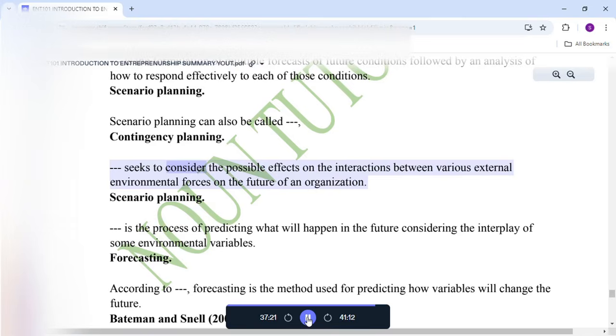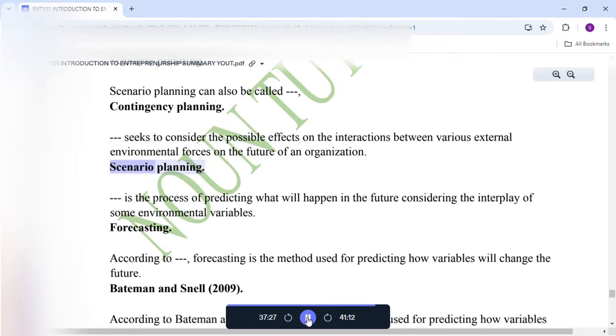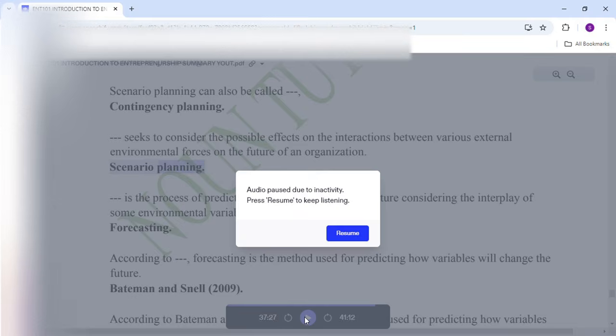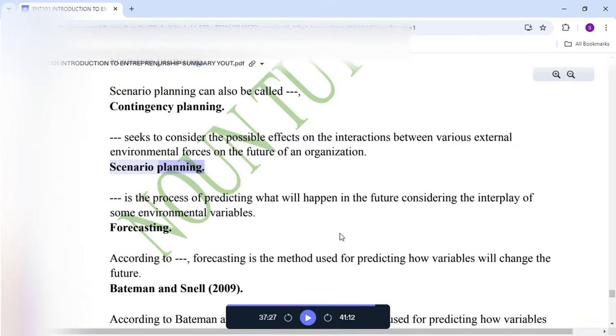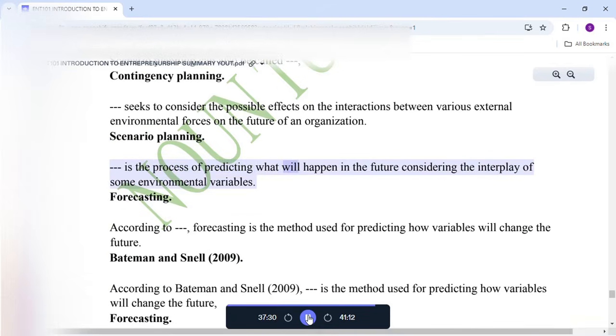Scenario planning seeks to consider the possible effects of the interactions between various external environmental forces on the future of an organization.